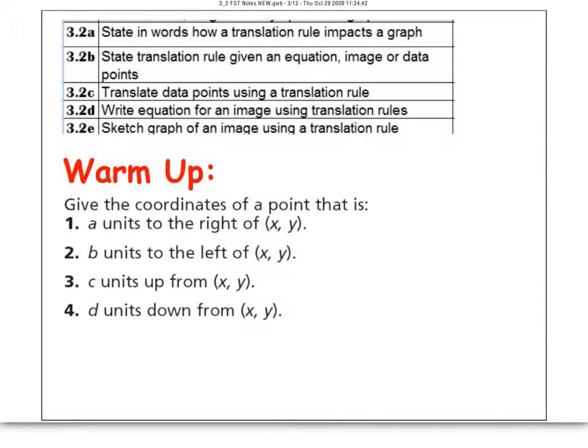In this video, we're going to cover the first three learning objectives, A, B, and C, where we're going to talk about stating in words how a translation rule impacts a graph, then actually stating the translation rule of the ordered pairs, and then translating data points using that translation rule.